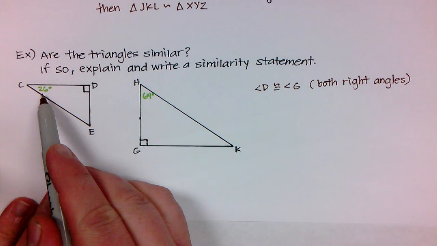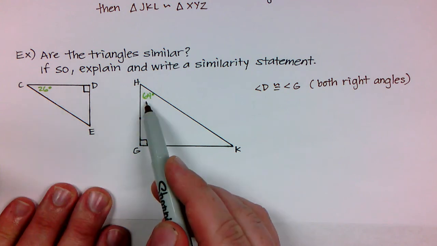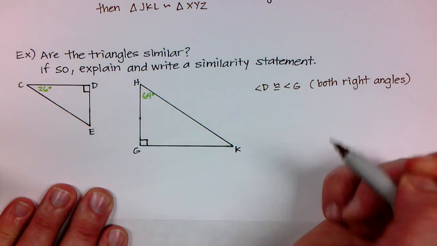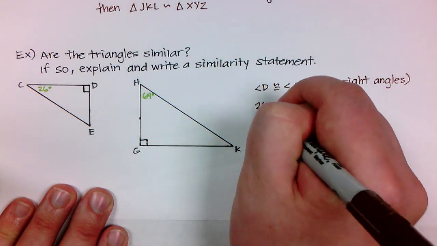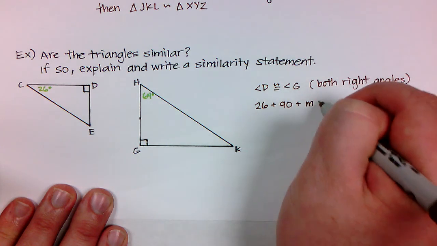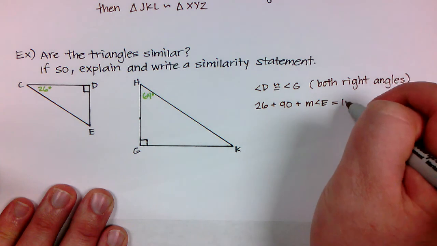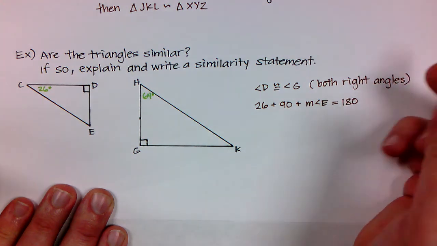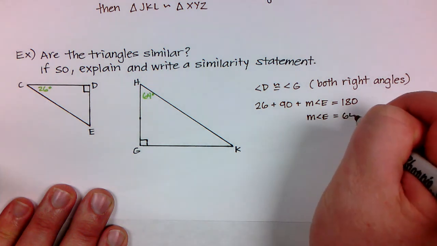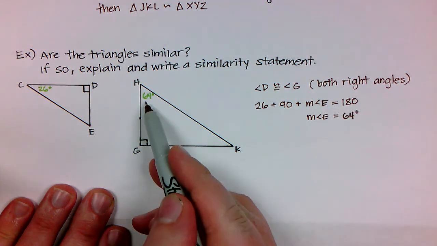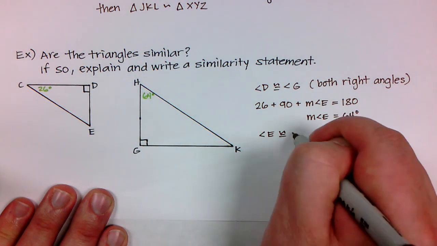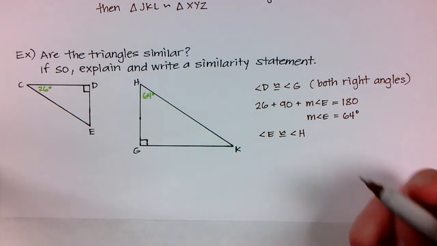Okay. But I don't know if they have another one that is the same yet. One of them has 26 degrees for one of its angles, and another one has 64 degrees. So why don't we just find what angle E is? I know by the triangle sum theorem that I can add up the three angles, and it should add up to 180. So the measure of angle E is the thing that I don't know, but all of those should add up to 180 degrees. And so when I move stuff around, I'm going to find that that angle is, in fact, 64 degrees, which is the same as angle H. So I can claim then that angle E is congruent to angle H because they both have the same measurement.